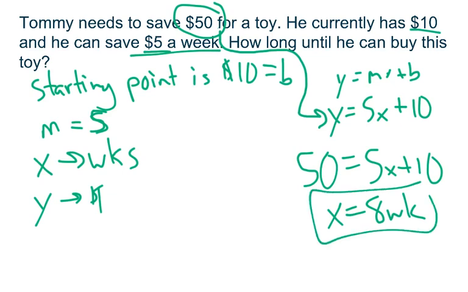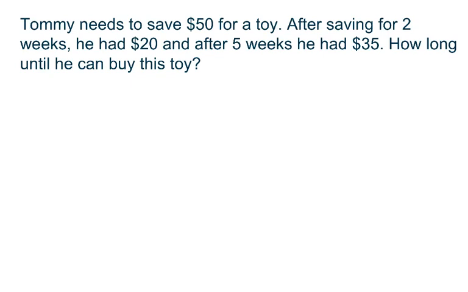Now, let's look at a different variation of this. So this essentially is the same problem, but spun a different way. Tommy needs to save $50 for a toy. After saving for 2 weeks, he had $20, and after 5 weeks, he had $35. How long until he can buy this toy? So in this one, we're not going to be able to find B, nor are we going to be able to find M. We can't find a constant rate of change. But again, if we label and identify what is X and what is Y, what those things represent, then that's going to help us find some points.